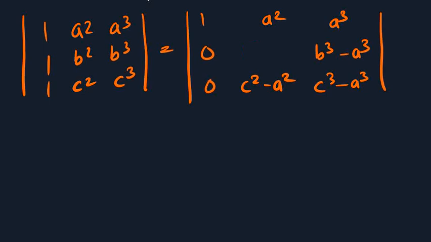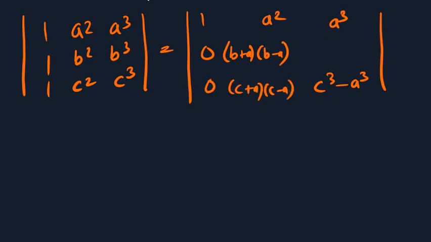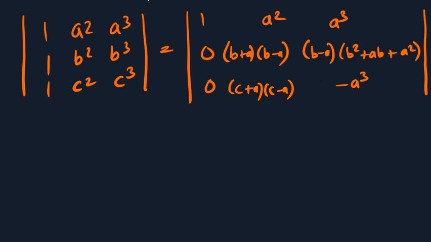Now b square minus a square is like b plus a into b minus a. Even this will be c plus a into c minus a. You can write b cube minus a cube as b minus a into b square plus ab plus a square. Similarly, you can write c cube minus a cube as c minus a, c square plus ac plus a square. Now from the second row, you can pull out b minus a common, and from the third row you can pull out c minus a common.